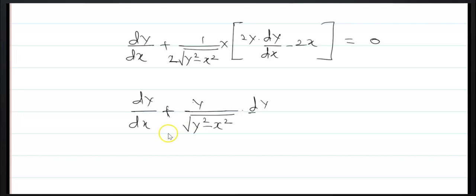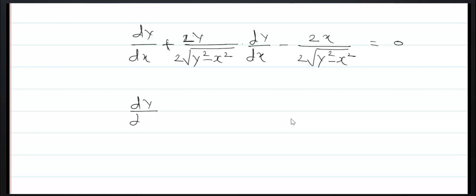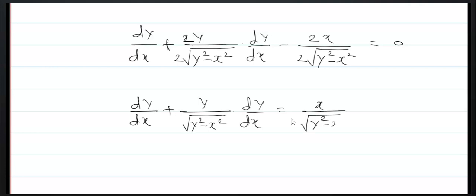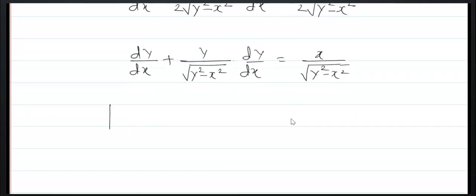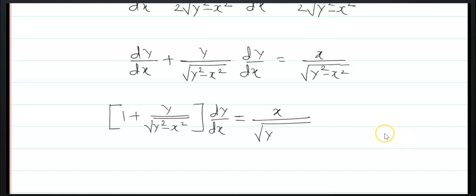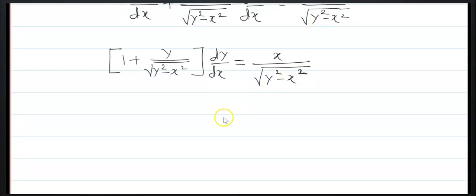This is the answer. Now if you want to write from the board, you can write down. Simplification is here: dy by dx plus, this 2 gets cancelled, y upon root of y square minus x square into dy by dx minus 2x upon 2 root of y square minus x square is equal to 0. Therefore dy by dx plus y upon root of y square minus x square into dy by dx is equal to x upon root of y square minus x square. If we take dy by dx as a common factor, then you will get 1 plus y upon root of y square minus x square into dy by dx is equal to x upon root of y square minus x square.